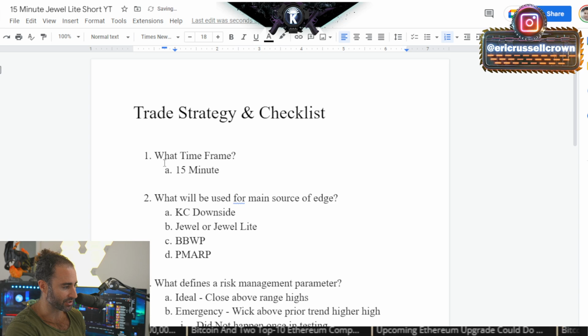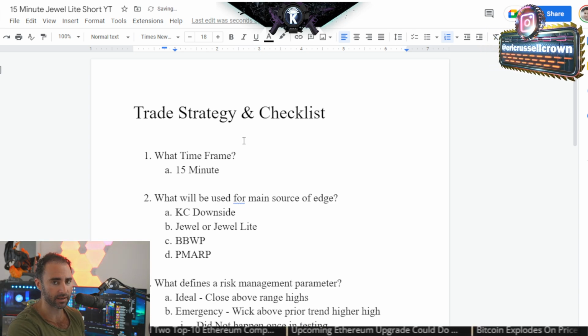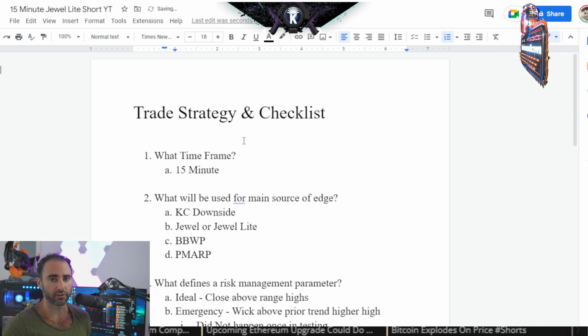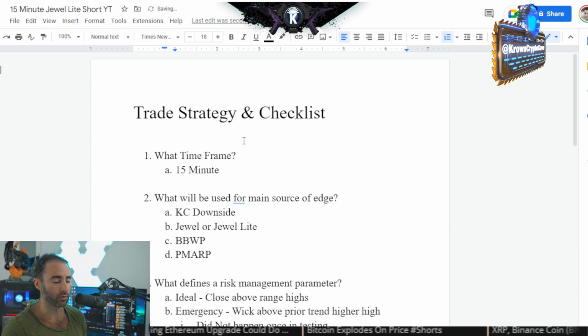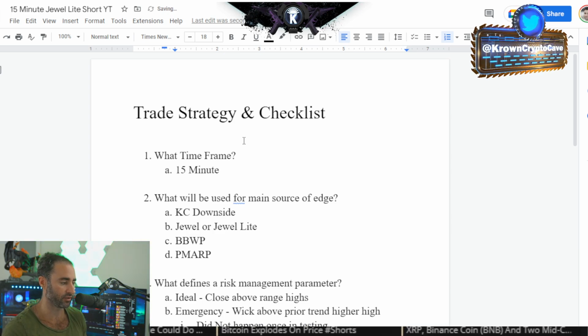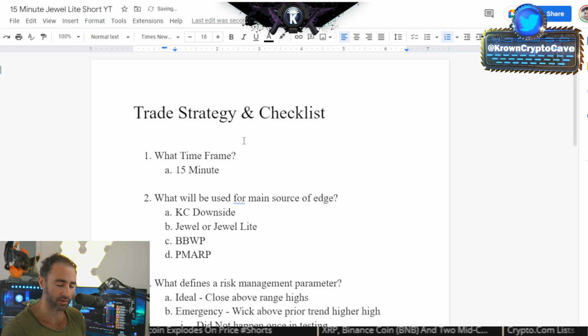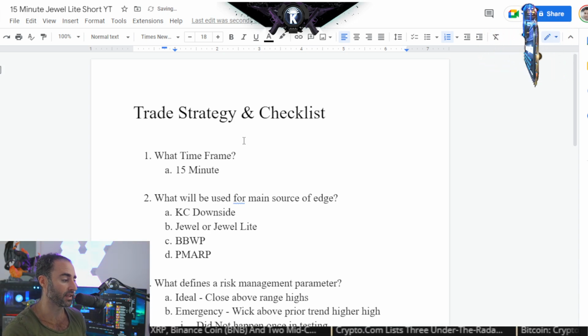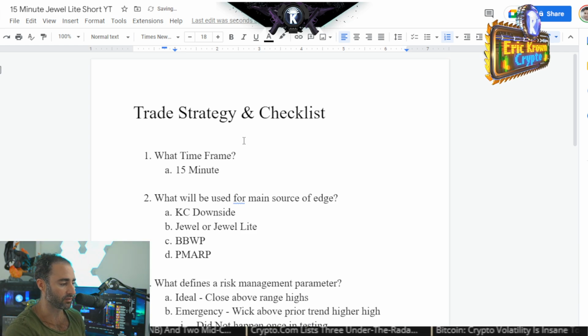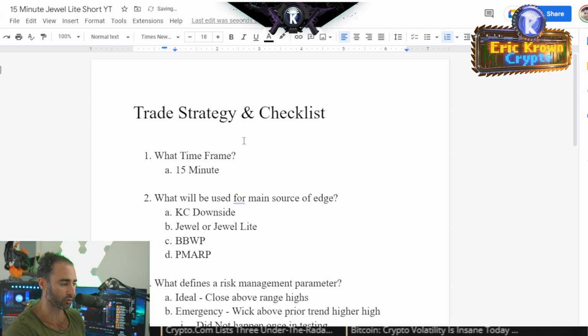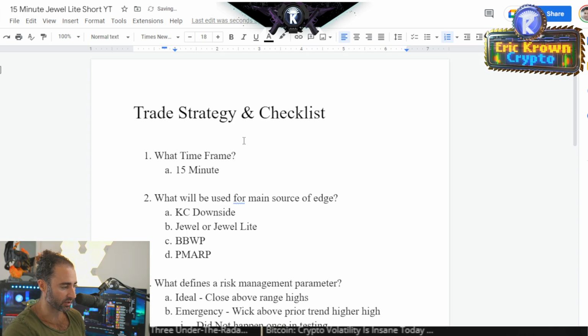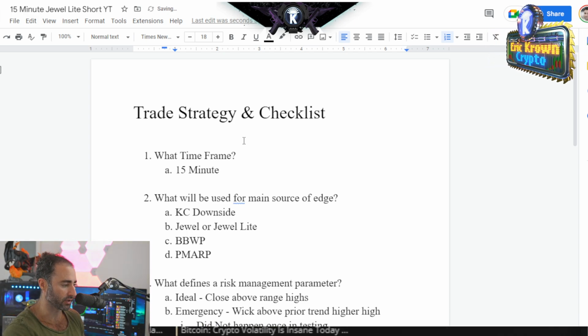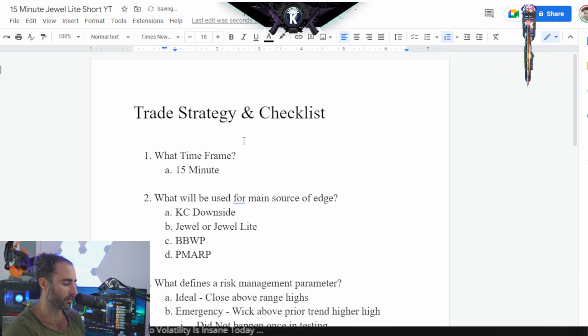Now that we're on to it, what time frame are we focusing on? The 15-minute time frame. Of course, you can apply this strategy to other time frames as well, but I would strongly recommend that you do backtest, like anything that you do, just in my humble opinion, as the results will be different. Some time frames definitely better than others. What will be used for the main source of edge? We're going to be using what I refer to as the Krown cross downside, which I'll explain soon enough, the Jewel or Jewel Lite, BBWP, and then PMARP.